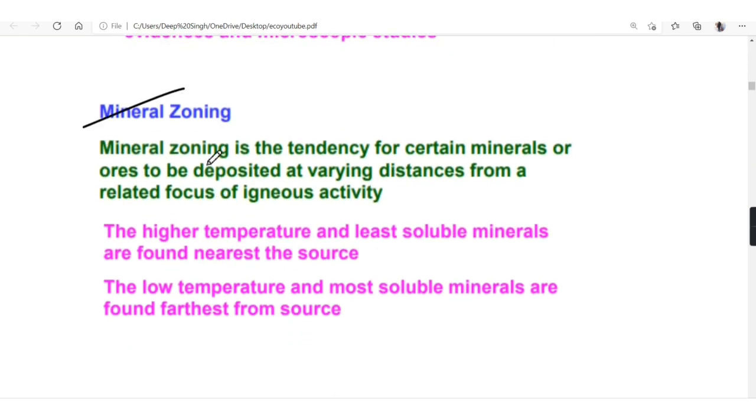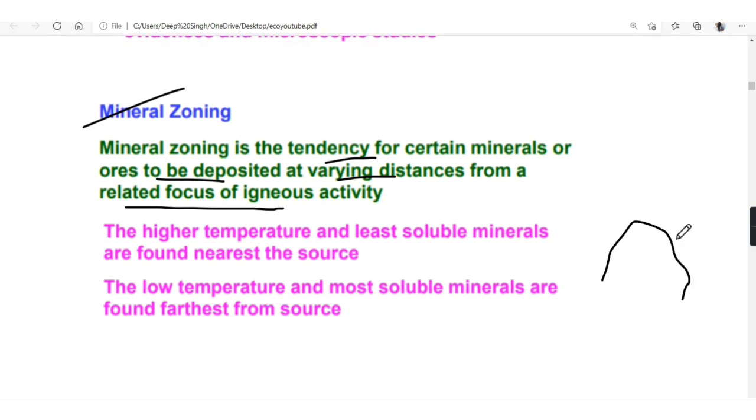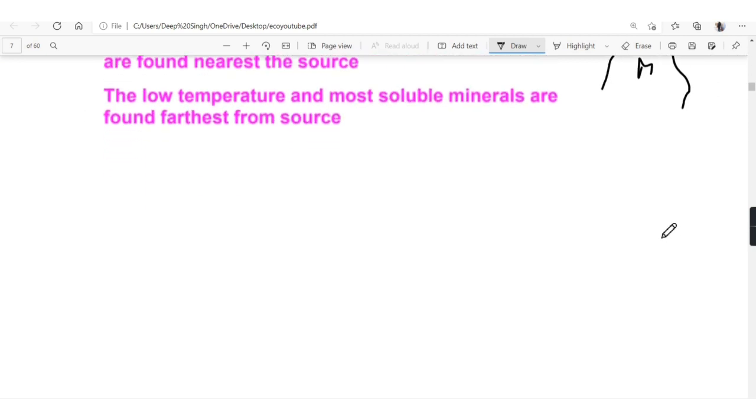What is mineral zoning? Mineral zoning is the tendency for certain minerals or ores to be deposited at varying distance from the focus of igneous activity. Suppose if in any area igneous activity is going on, then the high temperature and least soluble minerals will be found near the source. Suppose this is the magma. Okay. So high temperature minerals will be found at the source, but low temperature minerals will be found away from the source. Okay, because they need low temperature for their formation.